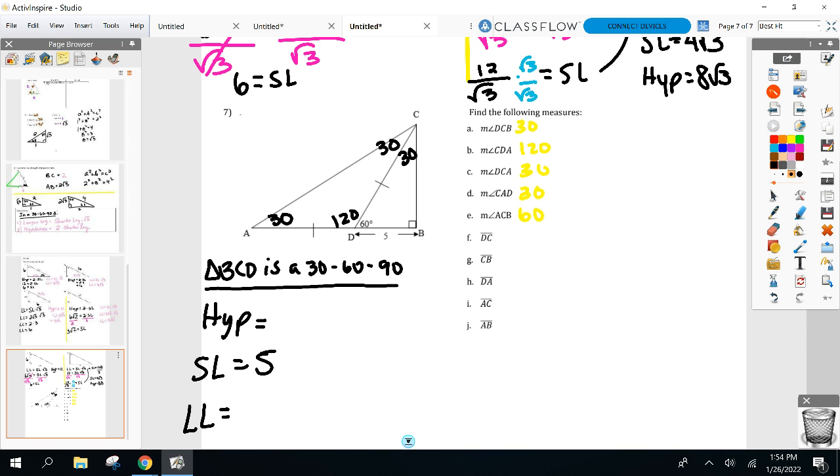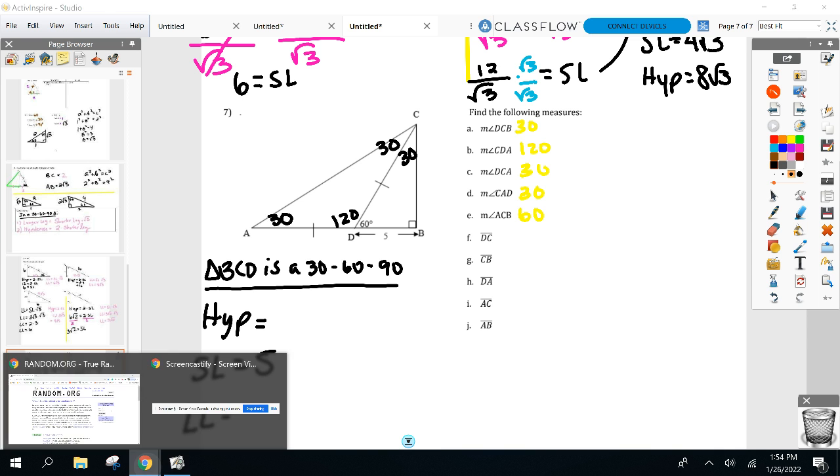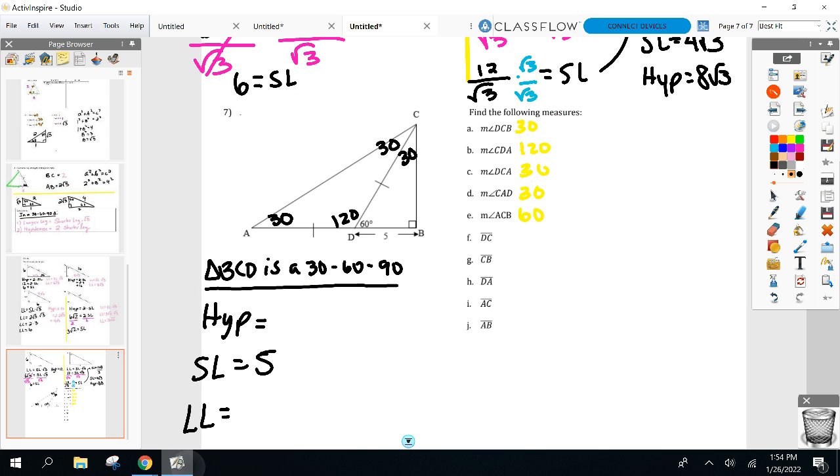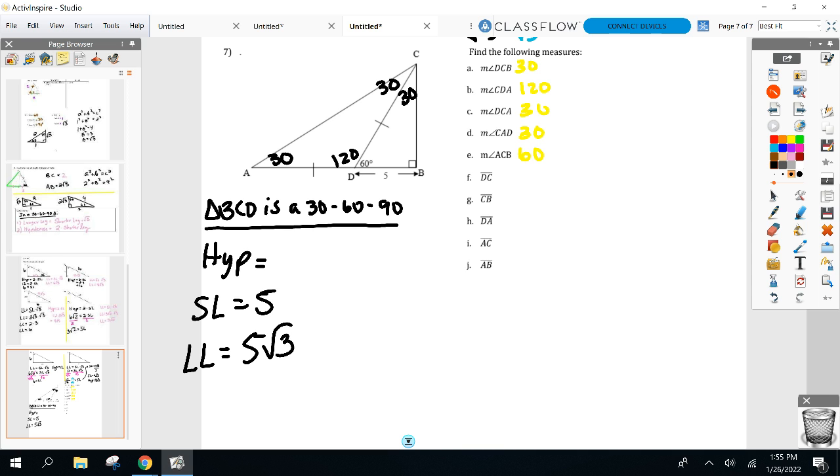Use your rules now. Shorter leg's 5. What's the longer leg? I know the shorter leg. How do I get to the longer leg in a 30, 60, 90? 5 radical 3. Name that side. What side is considered the longer leg in BCD? Sorry, CB. Everyone agrees? CB. 5 radical 3.